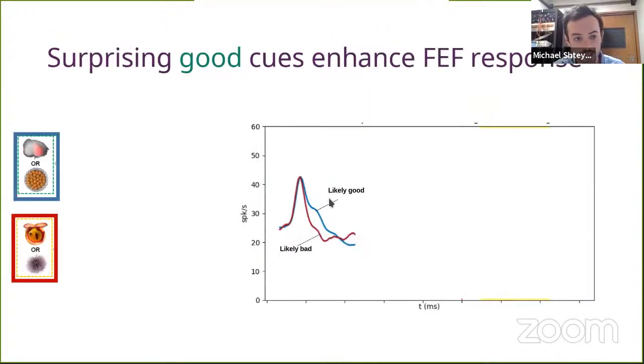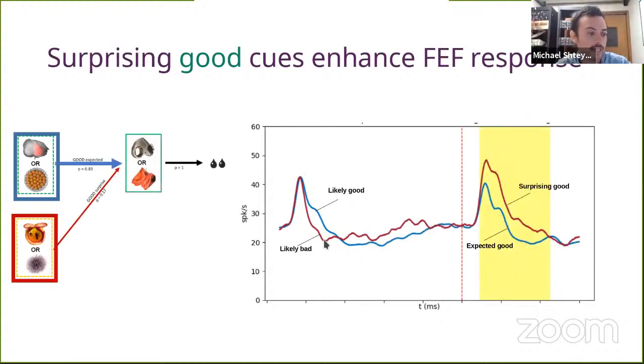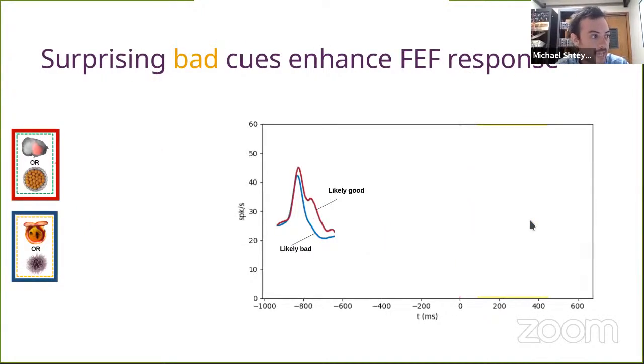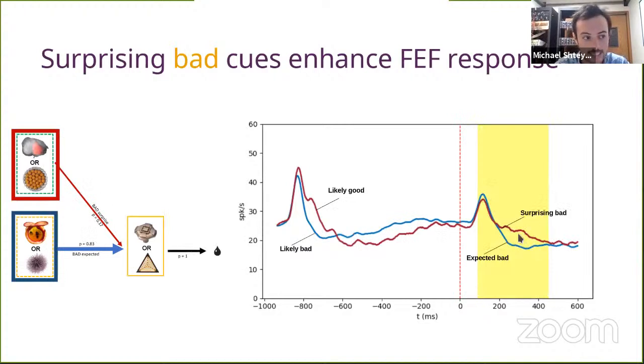What we find in the neural response, since we're presenting two images in succession, is that we're interested mostly in the second image. But as a sanity check, we can see that for the leading image, when it's likely good as opposed to likely bad, we see an elevation in the neural response. This has already been described in the frontal eye fields. What we're really interested in is the response to the second image, and whether it's expected good or surprising good. When it's surprisingly good, we can see a big enhancement in the response. Similarly, surprising bad cues turn out to also enhance the neural response.